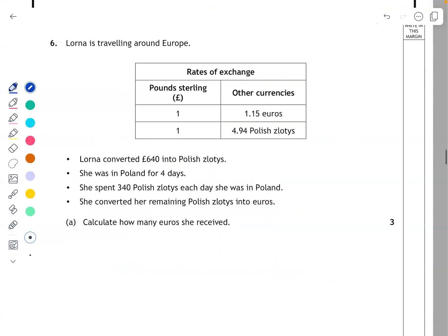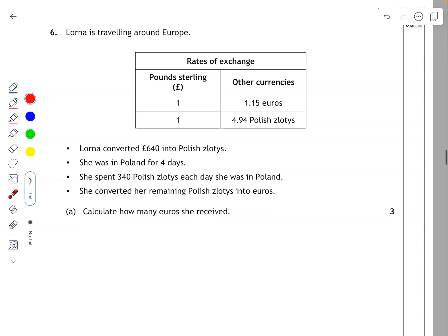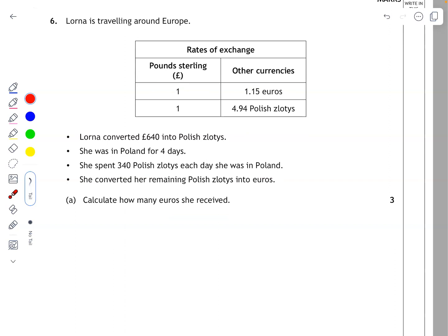So question 6. Lorna is travelling around Europe. And we're given exchange rates, pounds sterling to 2 other currencies. We've got £1 for 1.15 euros and £1 to 4.94 Polish. So Lorna converted £640 into Polish. She was in Poland for 4 days. She spent 340 Polish each day she was in Poland, and she converted her remaining Polish into euros. Calculate how many euros she received.